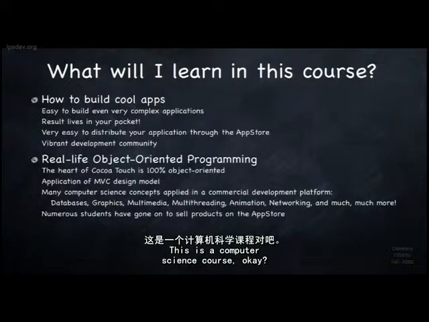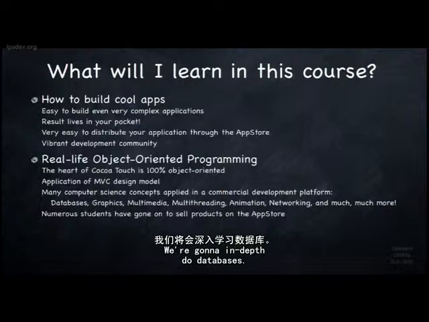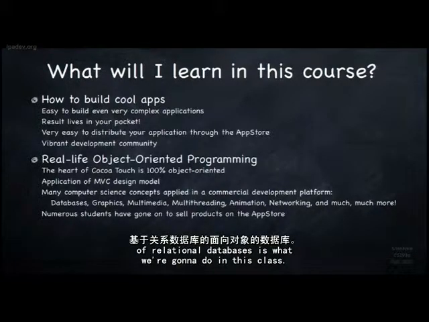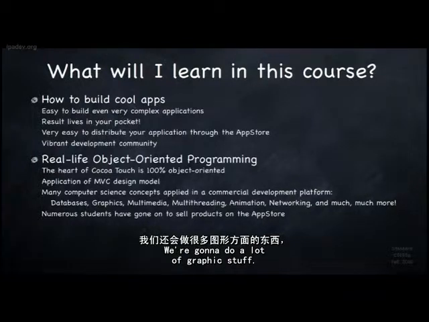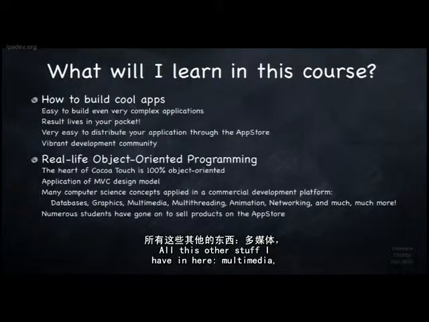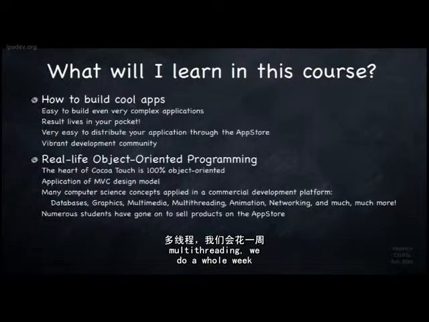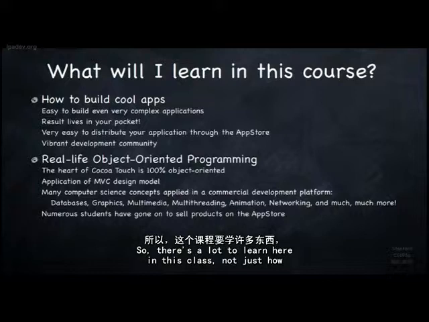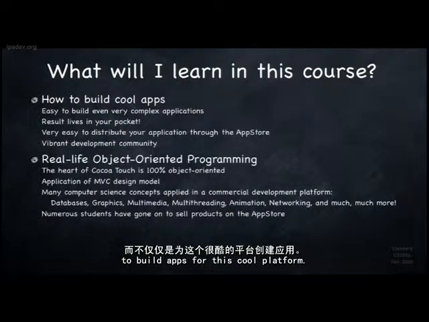Along the way, we're actually going to learn and review a lot of computer science technologies. This is a computer science course. We're going to, in depth, do databases. In fact, object-oriented databases on top of relational databases is what we're going to do in this class. We're going to do a lot of graphics, and all this other stuff I have in here, multimedia, multi-threading. We do a whole week on building multi-threaded applications. So there's a lot to learn here in this class, not just how to build apps for this cool platform.